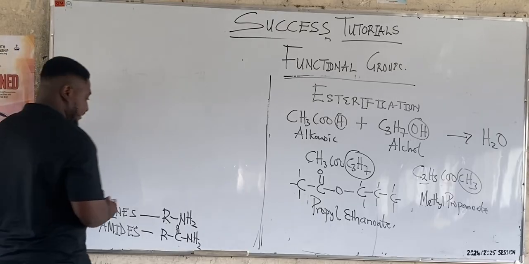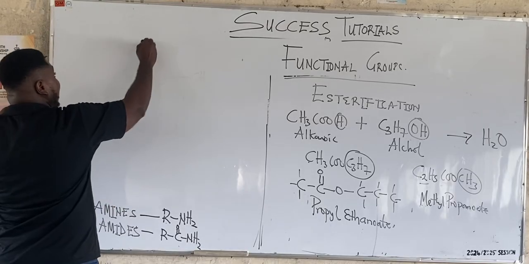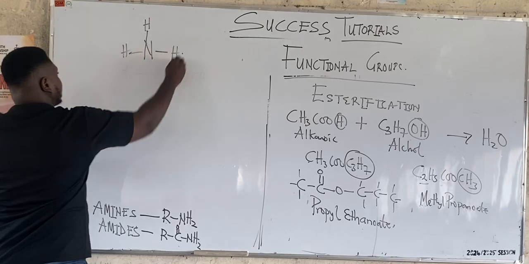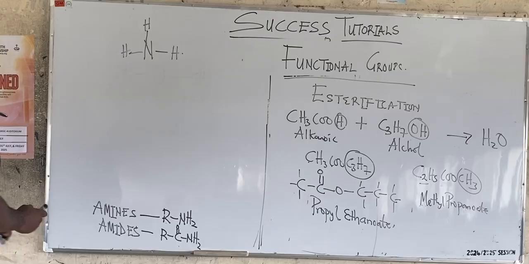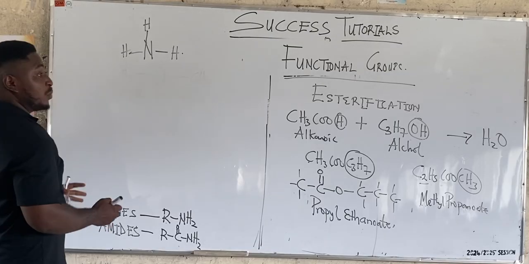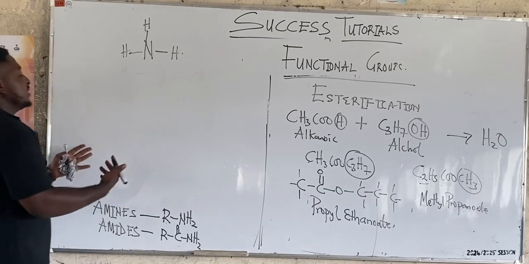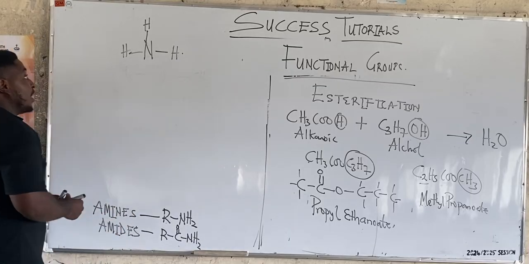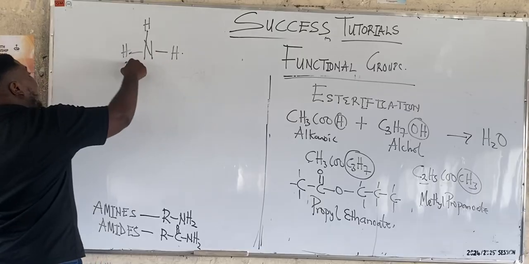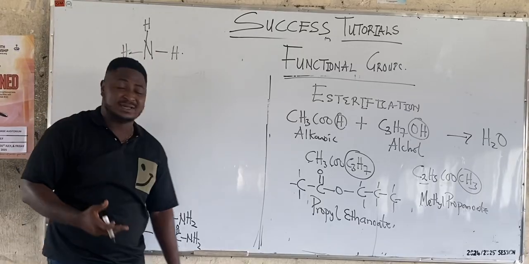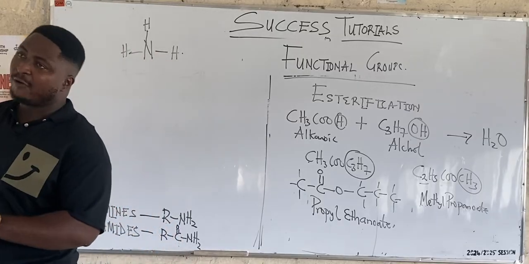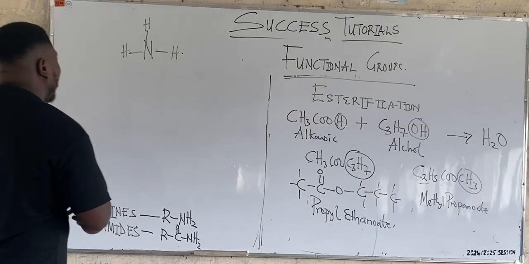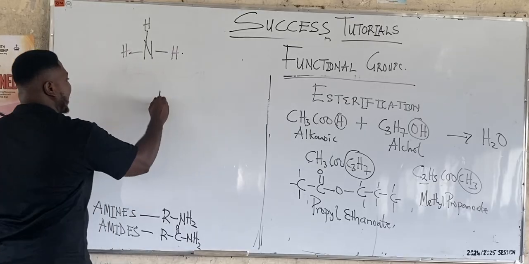Alright, amines, class. Amines are derivatives of ammonia. Follow me. Amines are derivatives of what? Ammonia. Meaning that when you say something is a derivative, this compound originates from ammonia. Amines are formed when one or more hydrogens from ammonia have been replaced with an alkyl group.